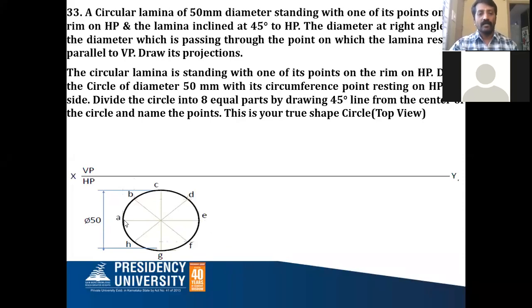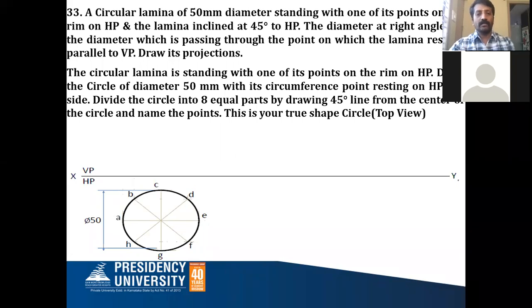That means passing through the center, you draw a horizontal line and a vertical line, and then passing through the center, you draw 45-degree lines from here as well as here. So I have divided the circle into 8 equal parts. So now, this is your top view. Name all the 8 points A, B, C, D, E, F, G and H. And this line should be as thin as possible. Only to divide the circle we are drawing this. That is not the part of our circular lamina. Okay. So this completes your top view.